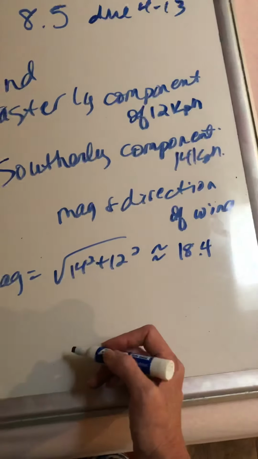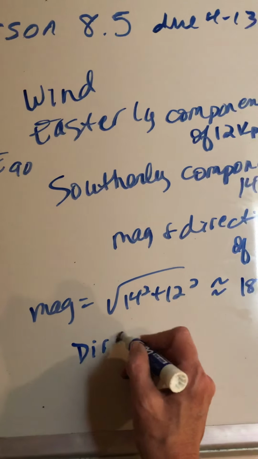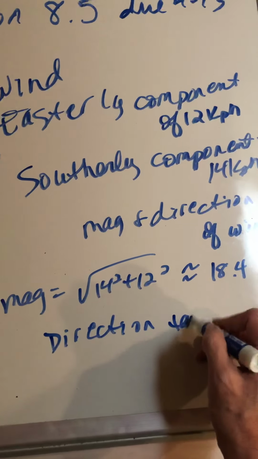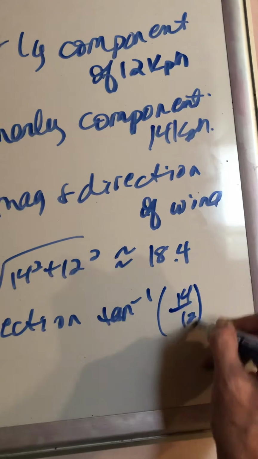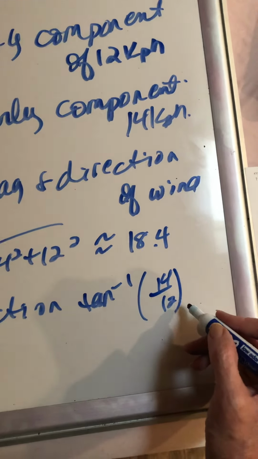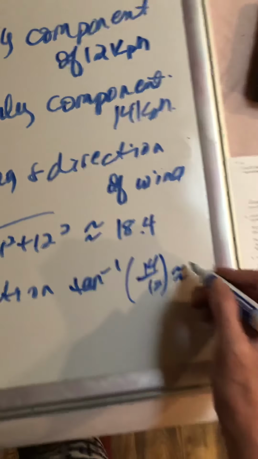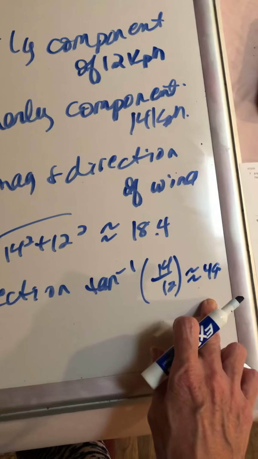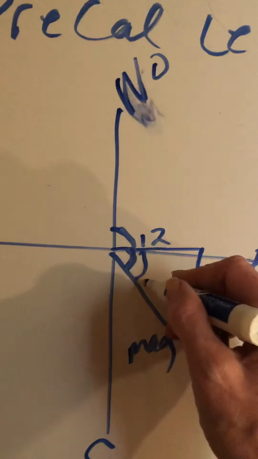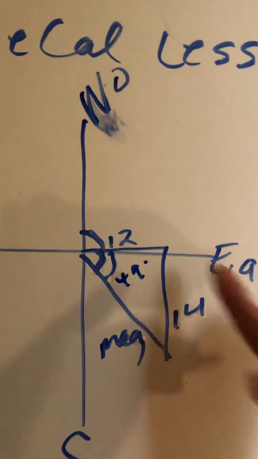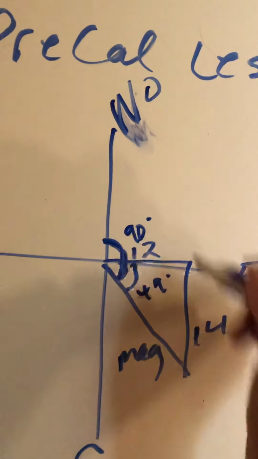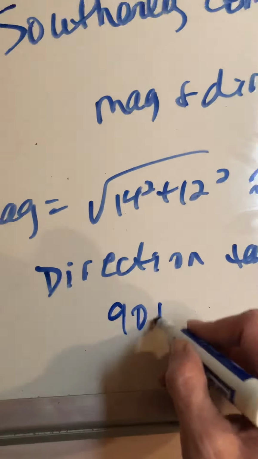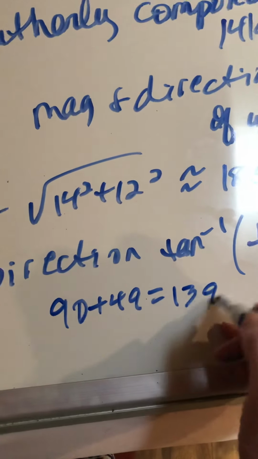Then that's the magnitude. Then to find the direction, again, you're still doing your inverse tangent, because we want this small angle right here of 14 over 12. So inverse tangent of 14 over 12 gives about 49. So that means this angle right here is 49 degrees. So I want the whole angle. I've got to take the 90 degrees right there and add to 49. Just to find the correct direction, it's 90 plus 49, which would be 139 degrees.